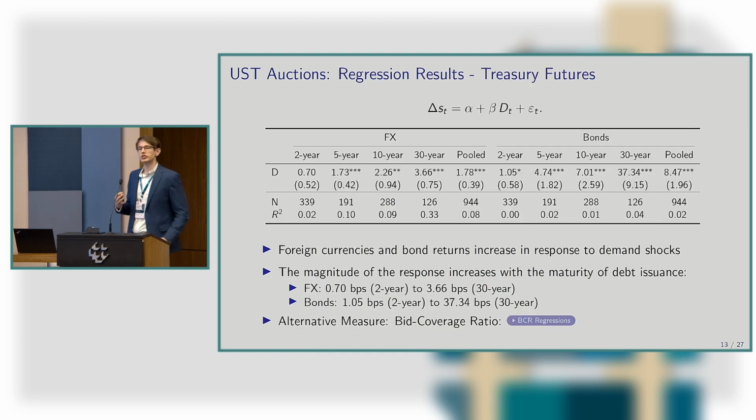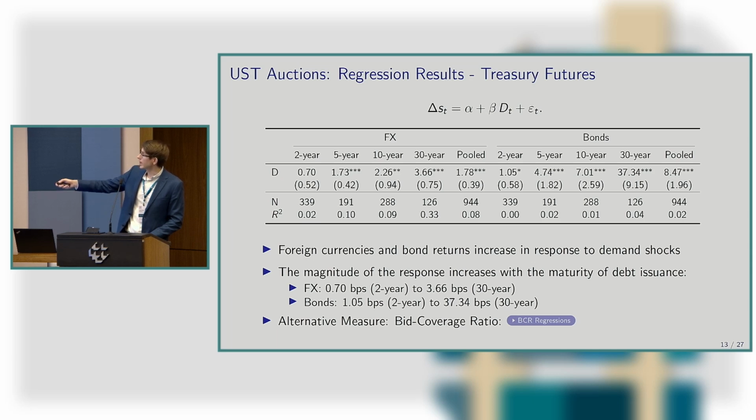So then, equipped with these shocks, we can run these very simple price impact regressions. If you believe me that those are demand shocks, that's a natural next step. Again, on the left-hand side, we put changes in prices, either in FX or in bond markets. On the right-hand side, we have our demand shock. We can start by focusing on the pooled regression in both markets, where we look at all auctions together, independent of the underlying maturity of the instrument that is issued. And you see that in FX, we have an average response to a one standard deviation change of 2 basis points. In bonds, it's about 8.5.